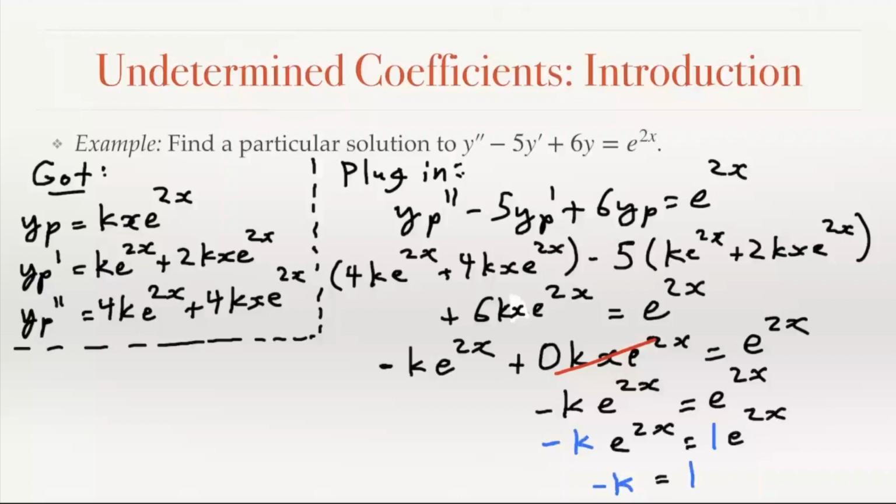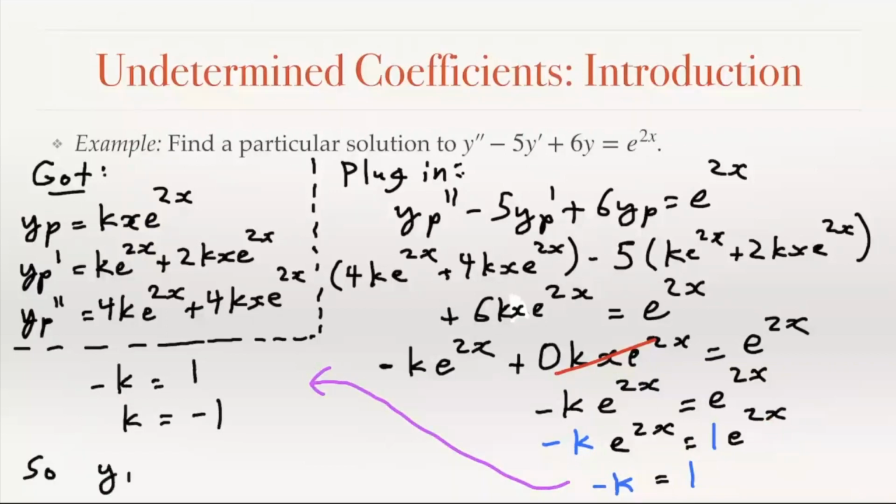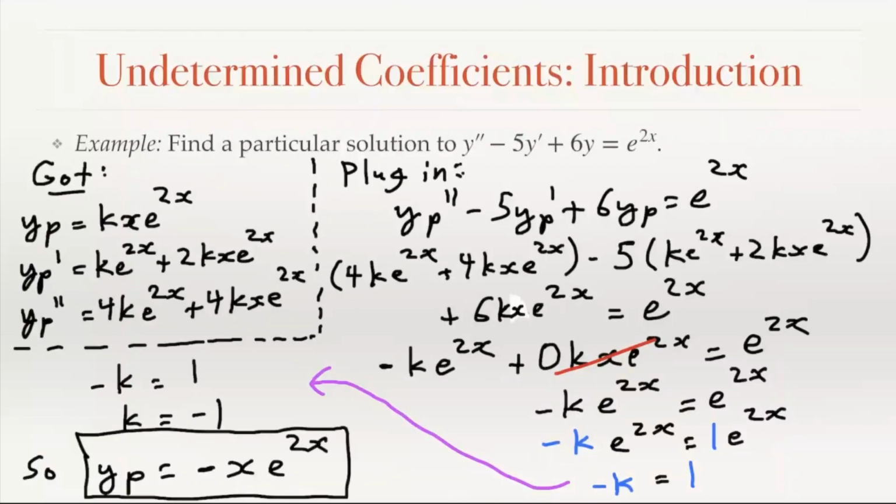You might be wondering, wait, can't I just divide both sides by e to the 2x? Yes, you can in this case. But I'm introducing it this way of equating coefficients because in a bit we'll be needing to guess linear combinations of other things, and that will require actual equating of coefficients, so we're just getting used to it now. So we have that k is -1, so y_p is negative x e to the 2x. And now we could combine that with our y sub h, and we would find a general solution to this.